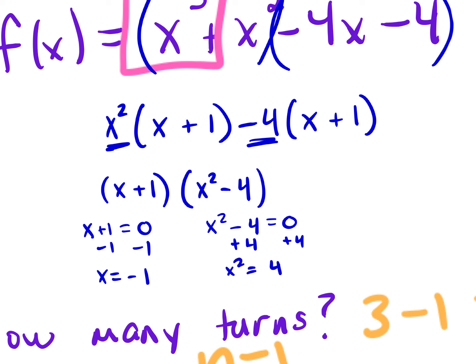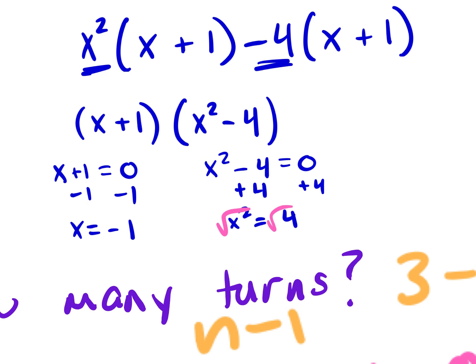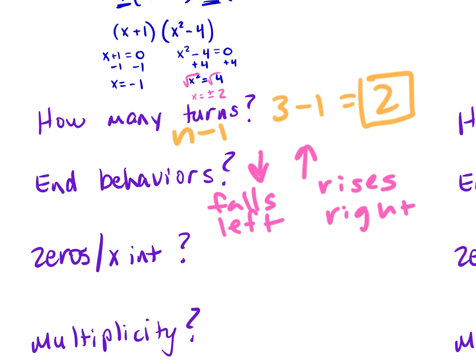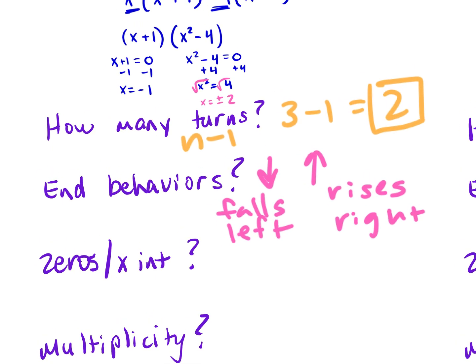What do I need to do next? Take the square root. What do I have to remember to do when I take the square root of both sides? Plus or minus. So what's the square root of 4? Plus or minus 2. So my zeros are x is equal to -1, 2, and -2.